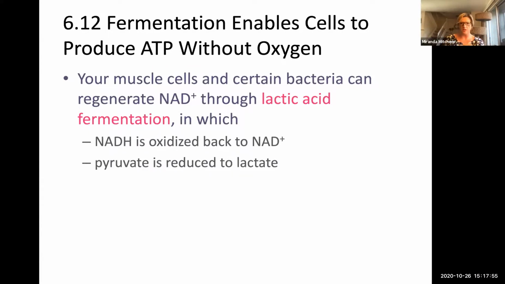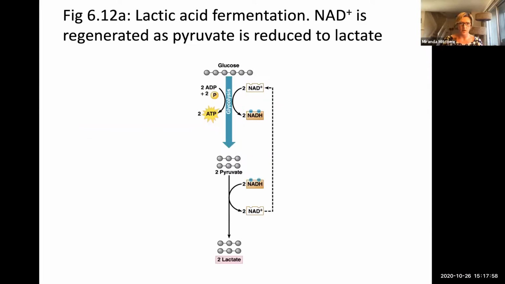Pyruvate is reduced into lactate. Okay, and that burns. You've probably all felt lactic acid fermentation after running a distance or sprinting. You know that burn, that sting you get in your muscles? That is a buildup of lactic acid, and it is acidic. Fermentation always produces an acid and a gas. Those are two products that are made for every fermentation reaction, acid and gas, as well as carbon dioxide. So that acid is actually what's burning our muscles, but we need it.